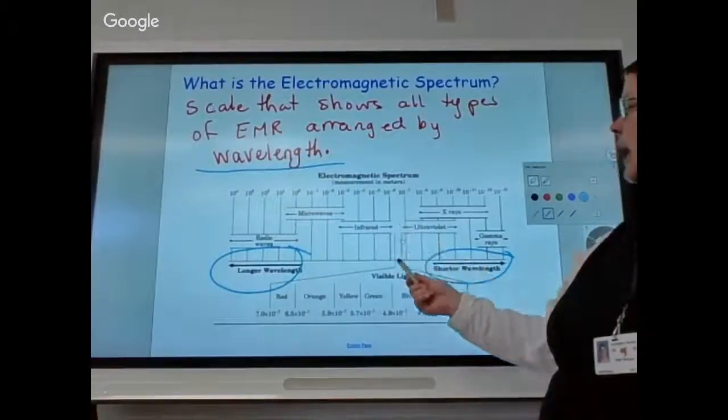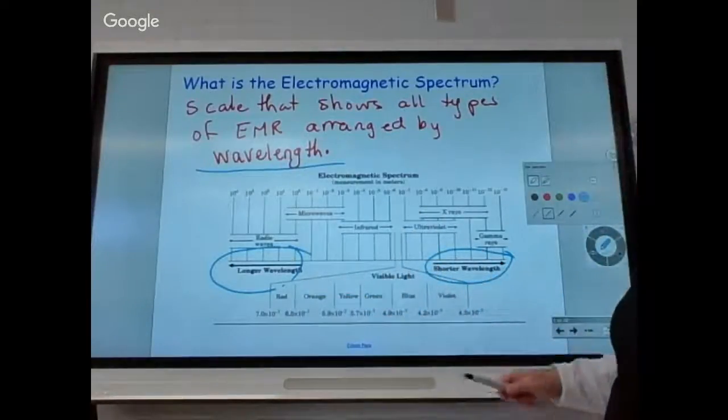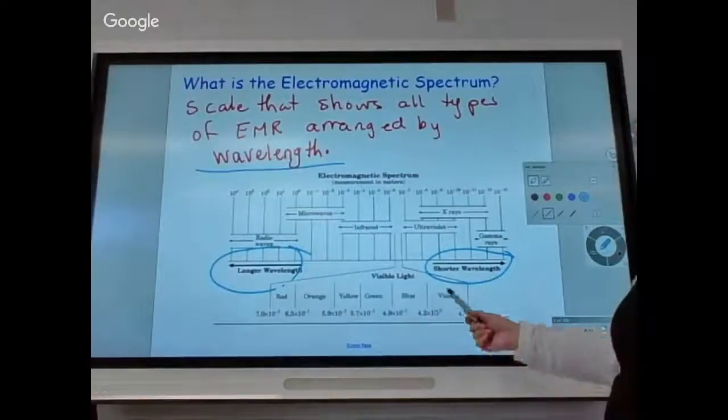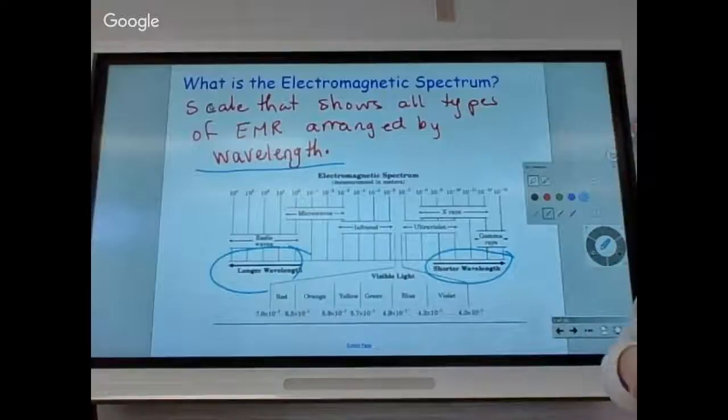Okay? Visible light is right here. It expands down to the bottom. So shortest wavelength would be the violet. Longest wavelength would be the red color. Okay? Everybody go to that?